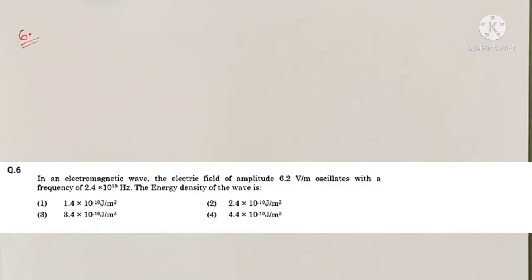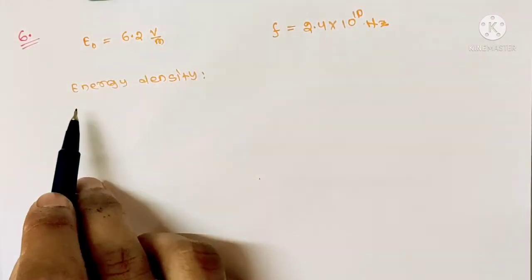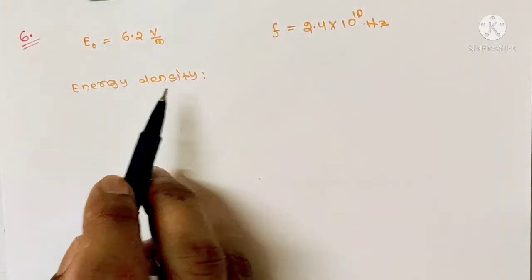Question number 6. In an electromagnetic wave, the electric field of amplitude 6.2 volt per meter oscillates with a frequency of 2.4 into 10 to the power 10 Hz. The energy density of the wave is. Amplitude of electric field is given. We have to find the energy density of electromagnetic wave.